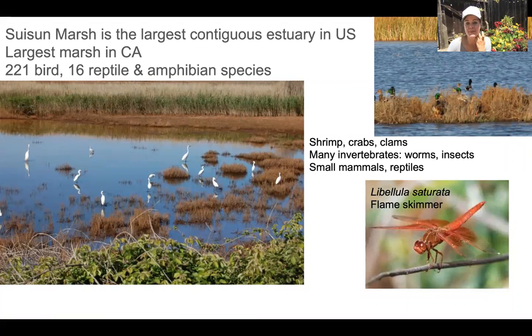Here to show this marsh, as we said, the largest continuous or interconnected estuary in the United States. Over 200 species of birds, many different reptiles and amphibians, thousands of insects. I wanted to share this one right here, the flame skimmer, this orange cousin of the dragonfly. They're related. Is an exciting one that's new to me.